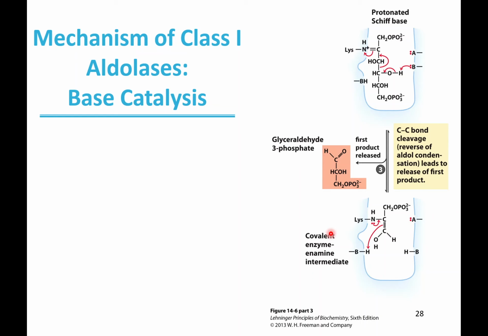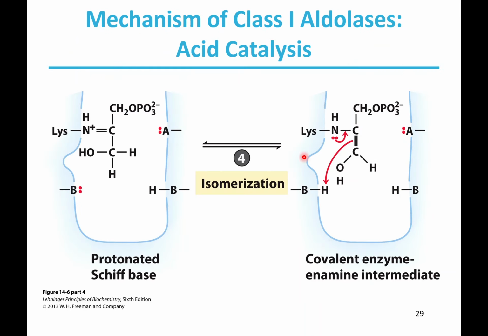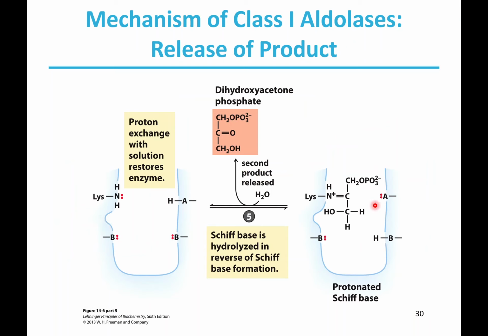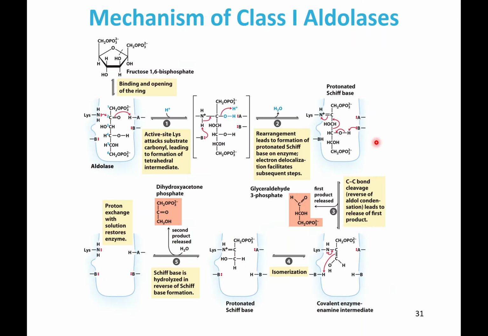Okay, and then you have an isomerization step where the carbon-carbon double bond that was formed rearranges again into a Schiff base. And then the Schiff base is hydrolyzed, and the dihydroxyacetone phosphate leaves as the second product of this reaction. Okay, so this is the overview of that reaction.